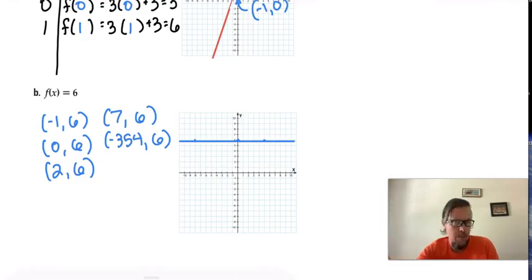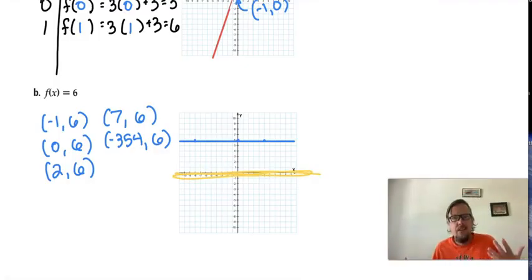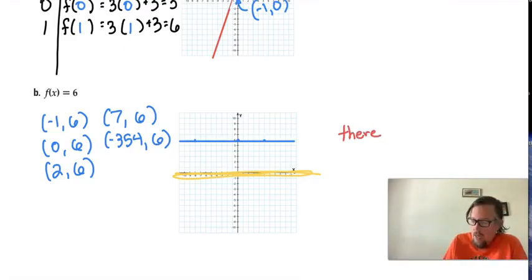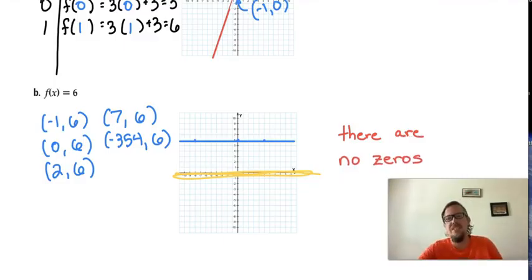Where are the zeros of this function? Where does it cross the x-axis? It doesn't. Here's the x-axis right here. Where does that line cross the x-axis? It does not. So there are no zeros. There are no zeros of this function because it never touches the x-axis.